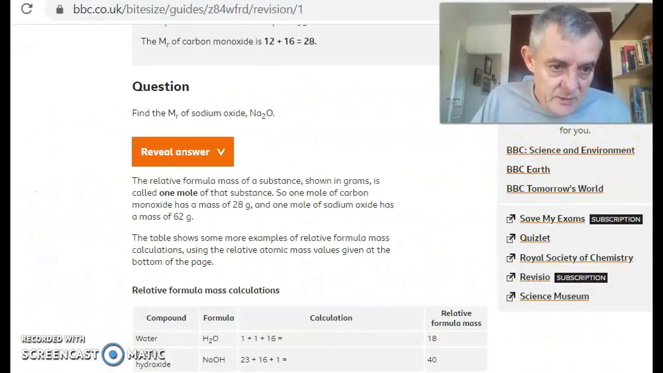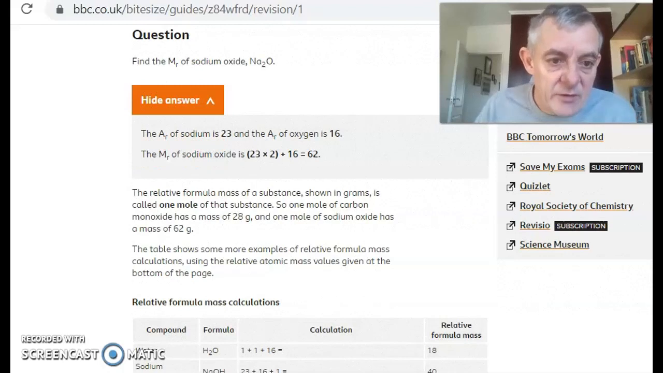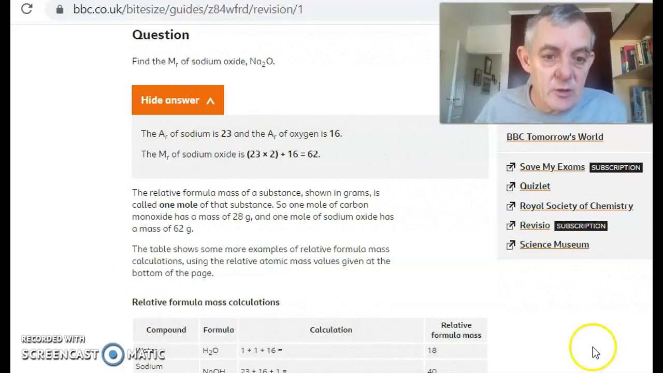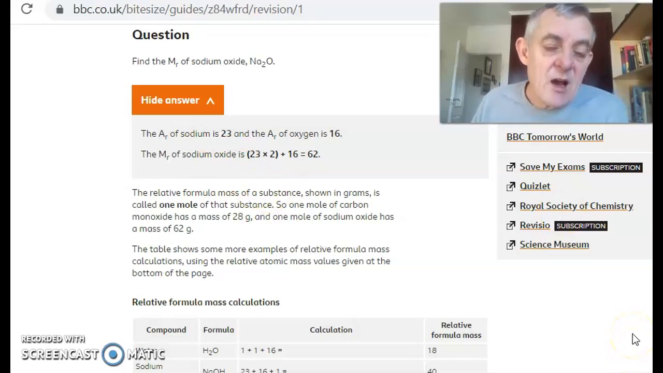Okay, let's go back and reveal our answer, and there we have it. The mass of sodium is 23, oxygen is 16, but there are two sodiums, so it's 23 times 2 plus 16. So that is how we find the relative formula mass.